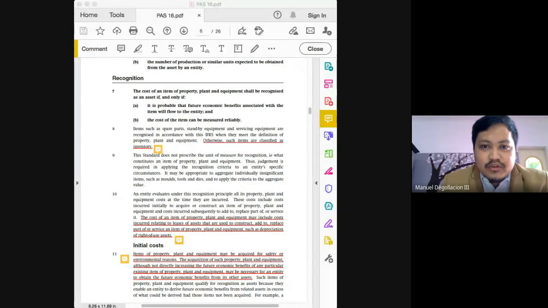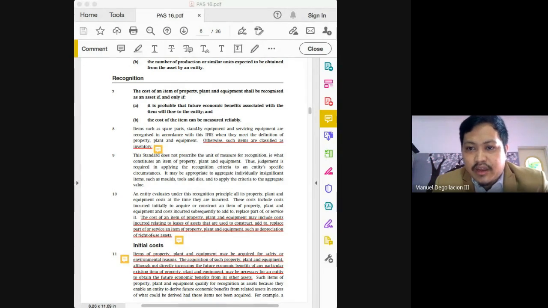Okay, so paragraph 8 here, class, tells us that items such as spare parts, standby equipment, and servicing equipment are recognized in accordance with the standard when they meet the definition of property, plant, and equipment. Otherwise, such items are classified as inventory. Okay, but this is not the same inventory that is held for sale, class. When the standard mentions inventory here, it pertains to supplies inventory. You can have different types of inventory. You can have your factory supplies inventory or office supplies inventory, not necessarily those that are used in production.